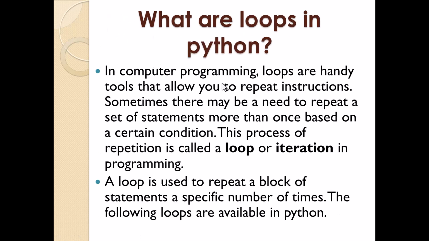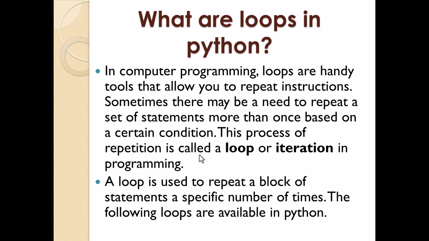Now when we say loop, what does that mean? In computer programming, loops are handy tools that allow you to repeat instructions. So when you want to repeat instructions within computer programming, you use what we call a loop. Sometimes there may be a need to repeat a set of instructions more than once based on a certain criteria or a certain condition. This process of repeating the code is known as a loop, or iterations in programming. So a loop is used to repeat a block of code or statement a specific number of times.